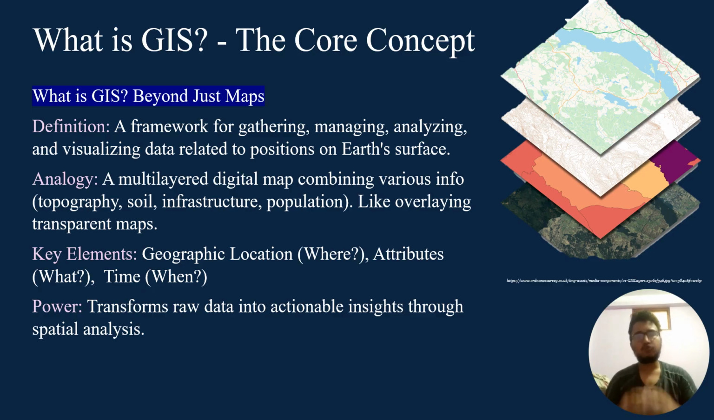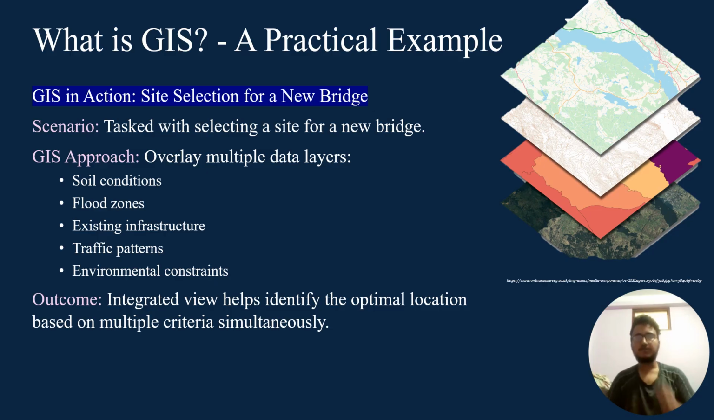What makes GIS truly powerful is its ability to transform raw data into actionable insights. It's not just about creating pretty images, it's about spatial analysis that reveals the patterns and relationships that might otherwise remain hidden. Let me demonstrate this with a simple example. Imagine you are tasked with selecting a site for a new bridge. With GIS, you can overlay the data on soil conditions, flood zones, existing infrastructure, traffic patterns, and environmental constraints. This integrated view helps you to identify the optimal location based on multiple criteria simultaneously.